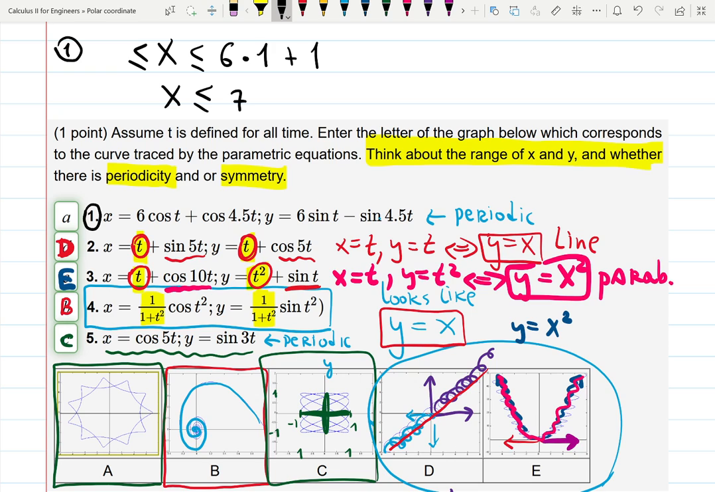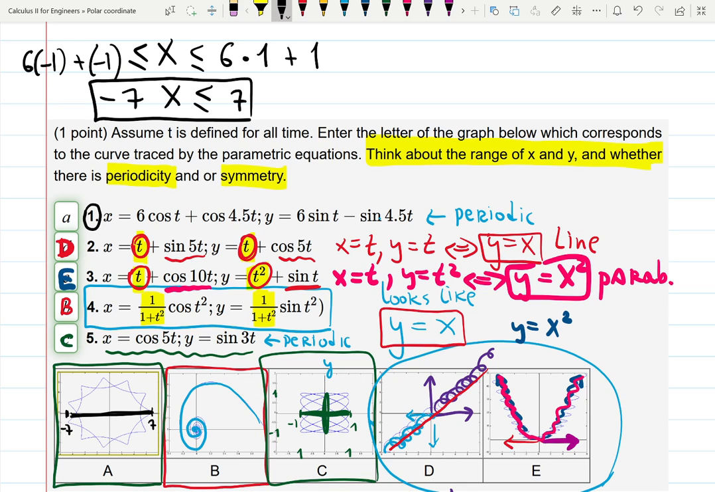What is the smallest cosine can be? -1. So that's going to be 6 times -1 plus -1. That's -6 minus 1. That's -7. So x, that means left and right part, right? Goes from -7 to 7. And indeed, if you zoom in, this one is from -7 to 7, so it matches. The x's keep running from -7 to 7.